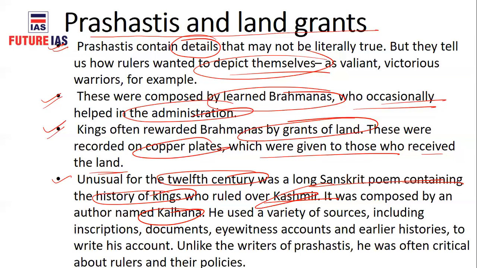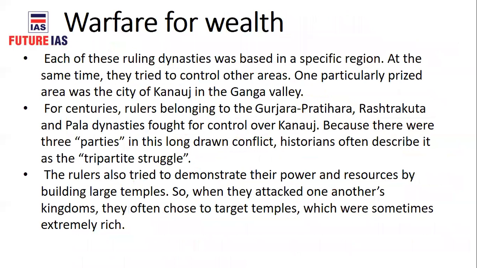So that is also most important, that a poem was composed containing the history of the kings, not of a particular king who ruled over Kashmir. And this was a bit different from the Prasastis, because Prasastis do not contain criticism of the rulers, but this document made by Kalhana has criticism, has certain eyewitness documents, has certain other resources, and is also more critical about the rulers and the policies of the rulers, right?